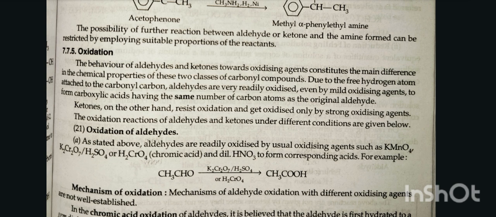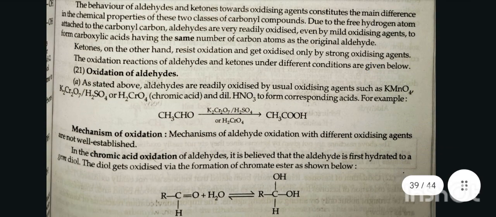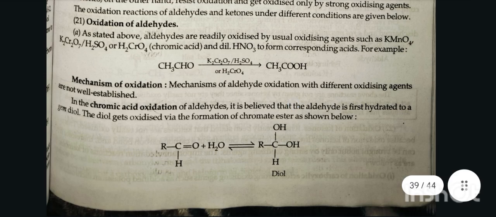Oxidation. The behavior of aldehydes and ketones toward oxidizing agents constitutes the main difference in the chemical properties of these two classes of carbonyl compounds. Due to the free hydrogen atom attached to the carbonyl carbon, aldehydes are very readily oxidized, even by mild oxidizing agents, to form carboxylic acids having the same number of carbon atoms as the original aldehyde. Ketones, on the other hand, resist oxidation and get oxidized only by strong oxidizing agents. The oxidation reactions of aldehydes and ketones under different conditions are given below.